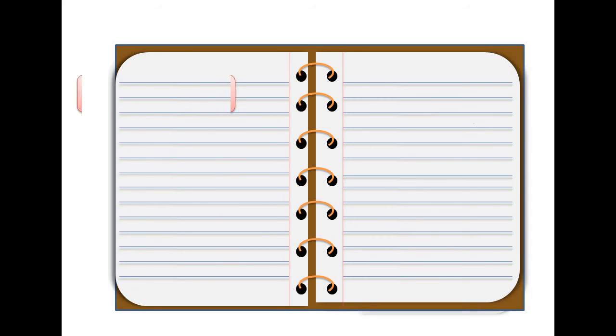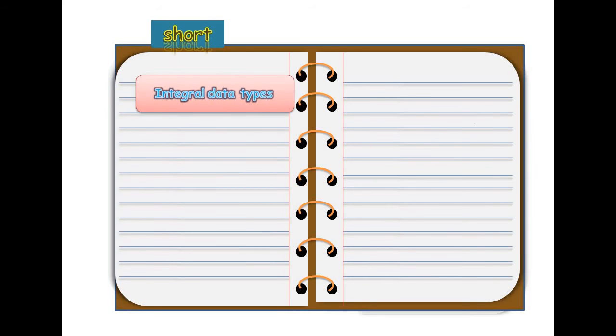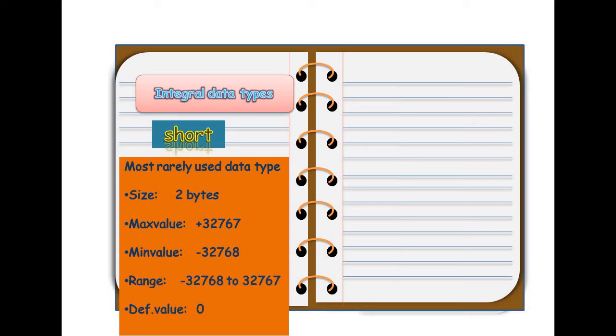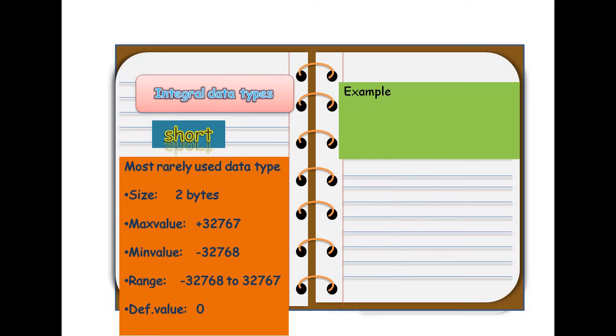Our next data type is short. Short is the most rarely used data type. The size of the data type is 2 bytes. Maximum value is plus 32767. Minimum value is minus 32768. So the range is from minus 32768 to plus 32767. If you define the short data type, it will take 0 as a default value.